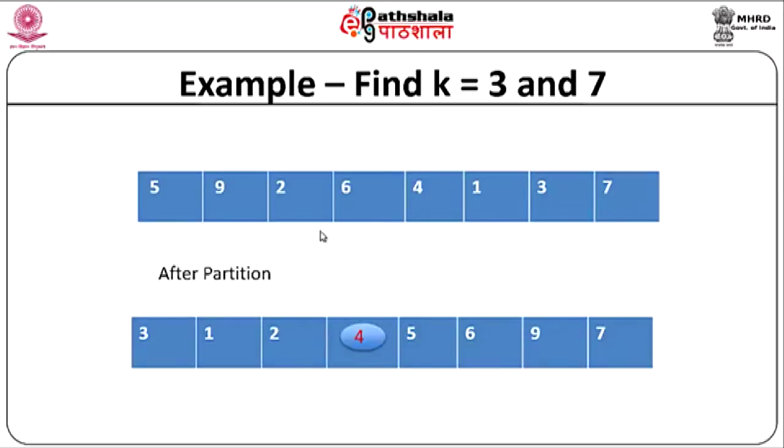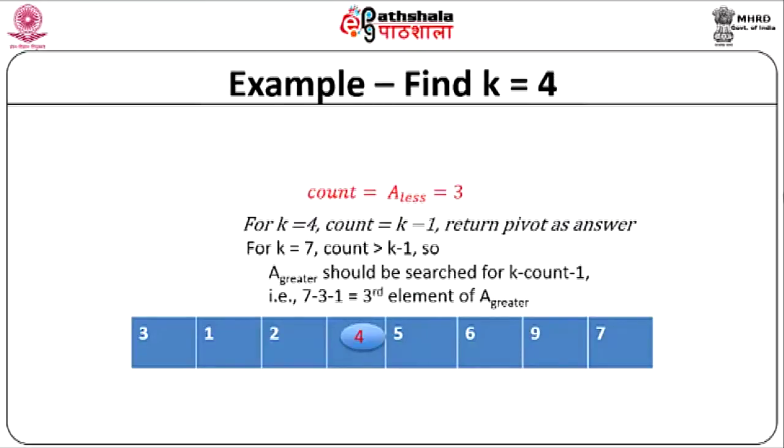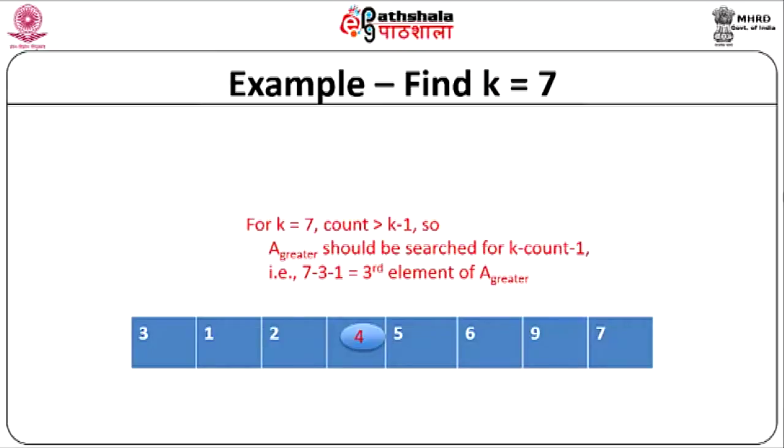Now you can see an example of this. At the top you have a list of numbers, and you are having a partition. So, 4 is going to be the middle element. Now I want to find the fourth smallest element. You can see that A less, the elements that are lesser than the pivotal element, has a count of 3. So, you can check that k is equal to count plus 1. Therefore, the answer is going to be your pivotal element. So, this is the answer.